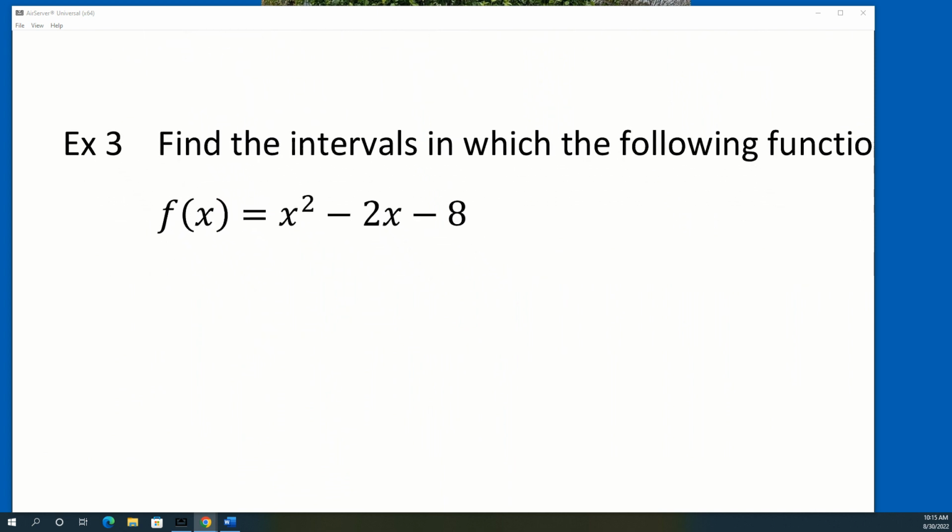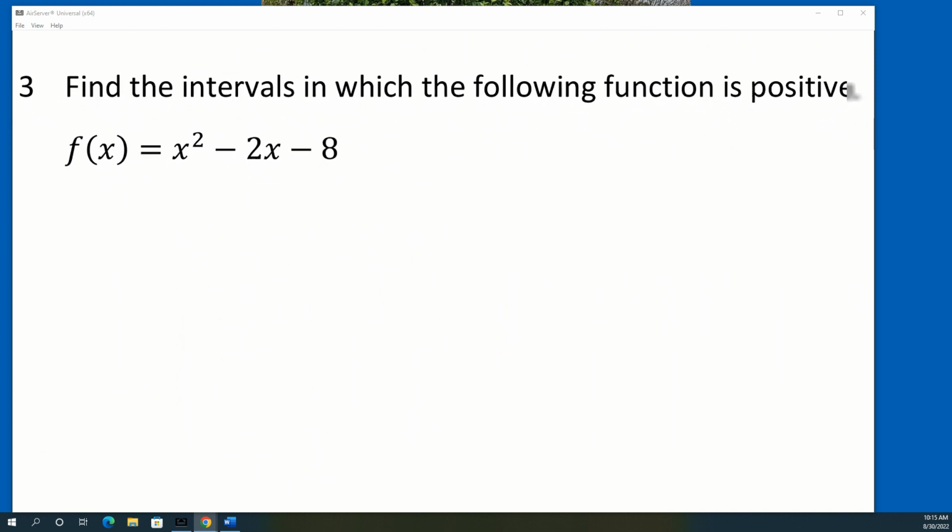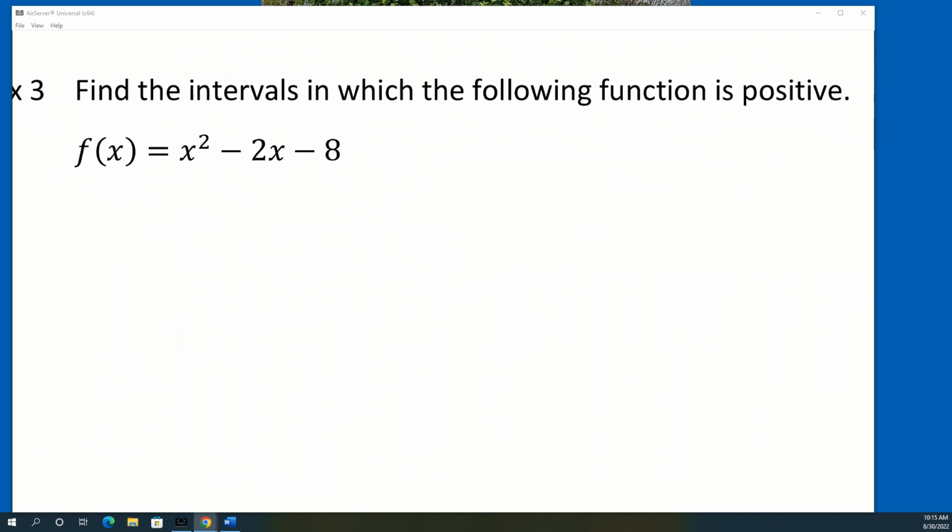The last thing we're going to do is determine the intervals in which a function is positive. So for something to be positive, how does it relate to 0? Greater than 0. So positive is greater than 0. What about equal to 0? Greater than or equal to? Is 0 positive? No, 0 is neutral.